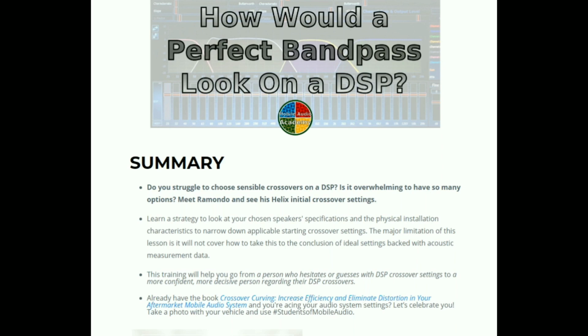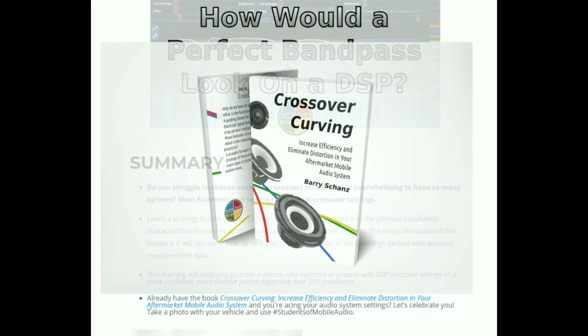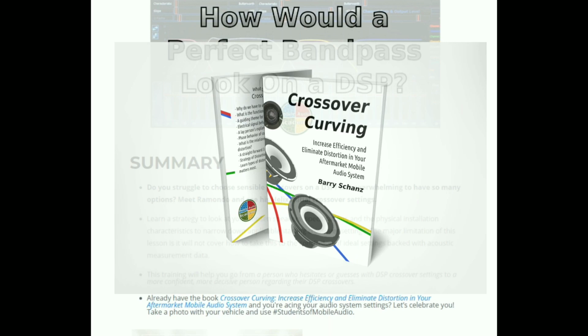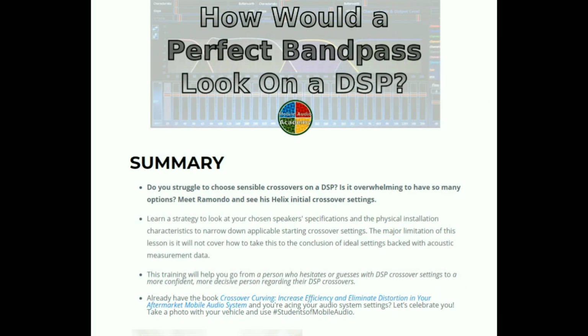To get into this, we're going to look at who is Ramondo, what did he build, what did he do to contact me to look for help? Specifically, what did he want my help to solve? And then we will be discussing my crossover curving process for setting crossovers. It's a 3-part, 6-step process that you can use.